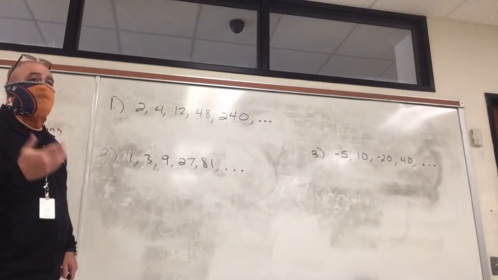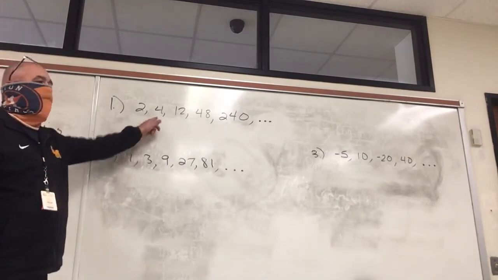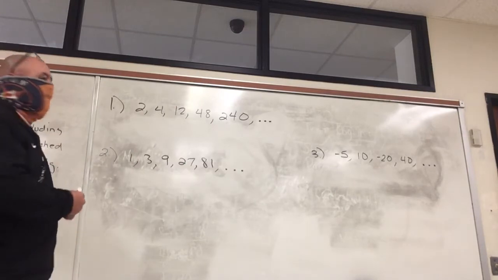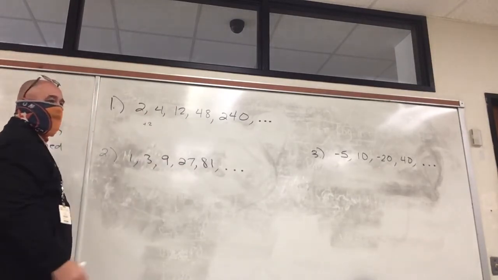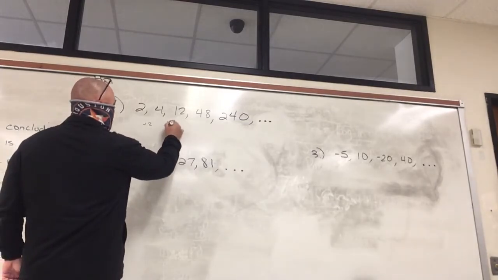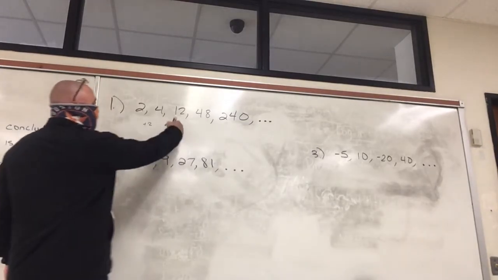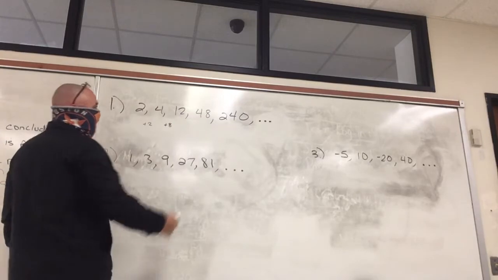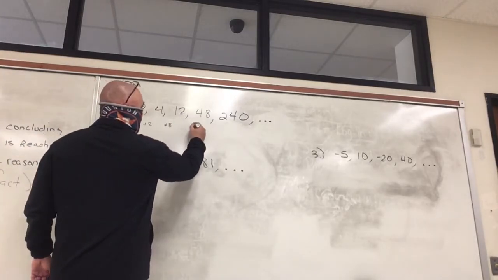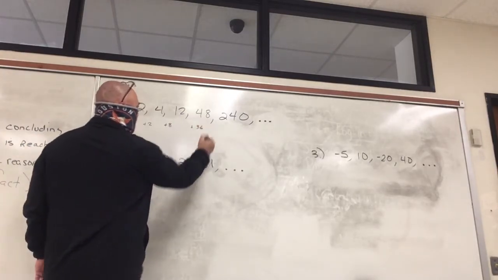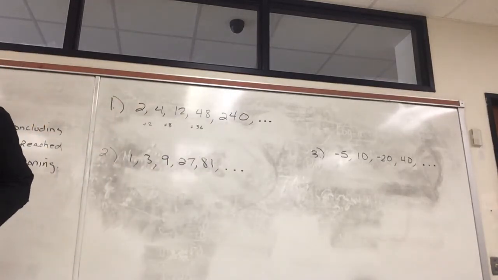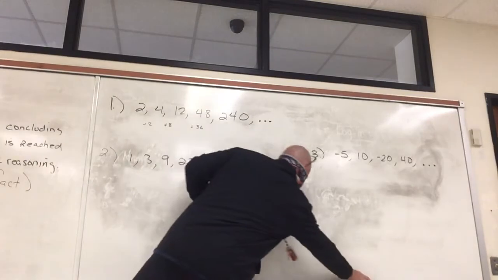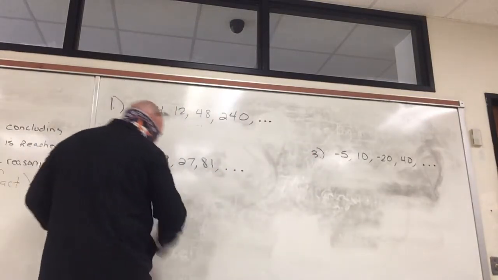Let's start with addition first. To go from 2 to 4, how many do I add? I add 2, right? To go from 4 to 12, I have to add 8, right? To go from 12 to 48, I have to add 36, right? Do you see a pattern there? No, you do not. So let's go to multiplication and see if there is a different pattern.